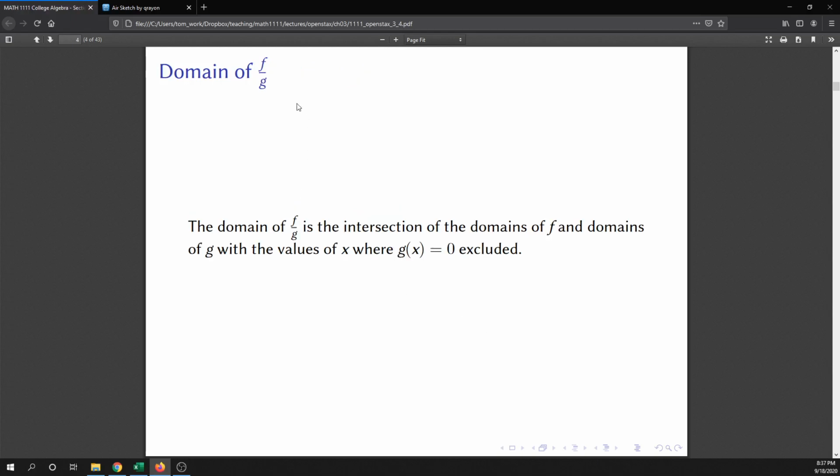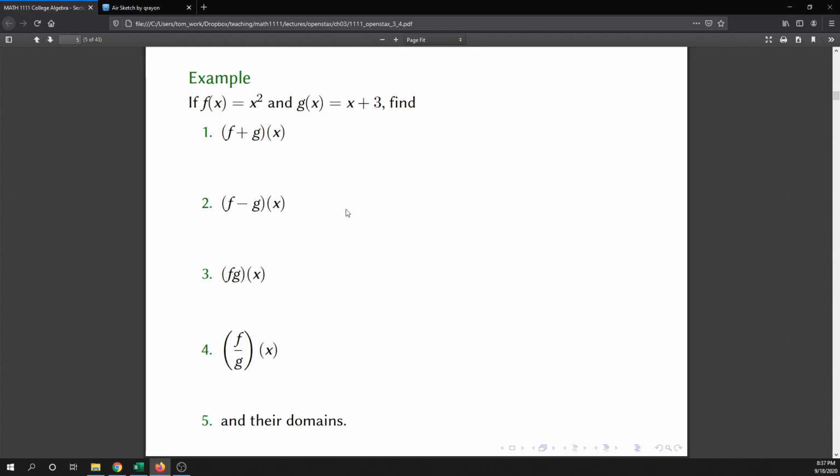It's similar for the domain of f divided by g, except that because you have a division, you're going to have to exclude values where the bottom part is equal to 0. Okay. Just like you would because you would have a division by 0 problem. All right. Most of the time here, if you get the domain like you're used to doing it in the previous sections, then it works pretty much exactly the same.